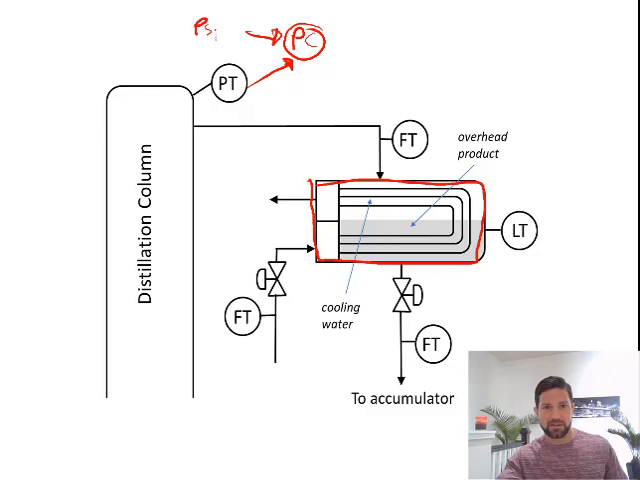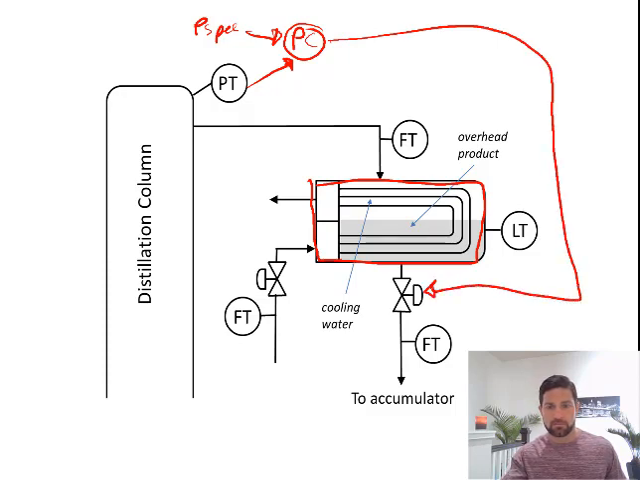So we have a specified value of pressure in the column, and we can change the pressure by changing the level in this system. So in feedback only mode, we could open and close this valve. So again, as we open this valve, it decreases the level. As we close the valve, it'll increase the level, and that's going to affect how much of the vapor condenses.